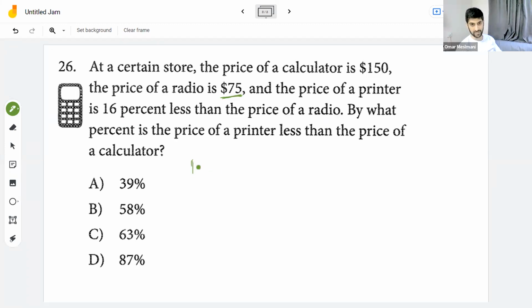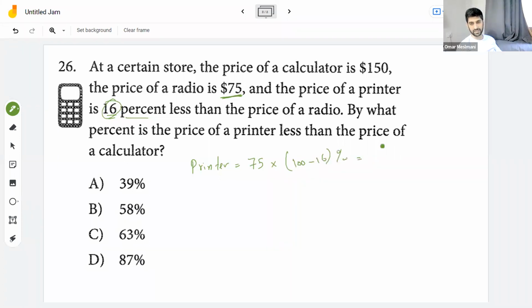So I'm going to say this: the price of the printer is 16% less than the price of a radio. I told you, if you want to do it as fast as you can, what you're going to do is this: 75 multiplied by what? Don't multiply by 16, no. The faster idea is to multiply by 100 minus 16%.